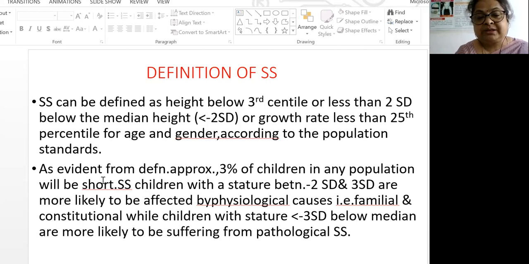And as is evident from the definition, approximately 3% of children in any population will be short stature children. Children with a stature between -2 standard deviation and -3 standard deviation are more likely to be affected by physiological causes, that is familial and constitutional, while children with stature less than 3 standard deviations below the median are more likely to be suffering from pathological short stature.